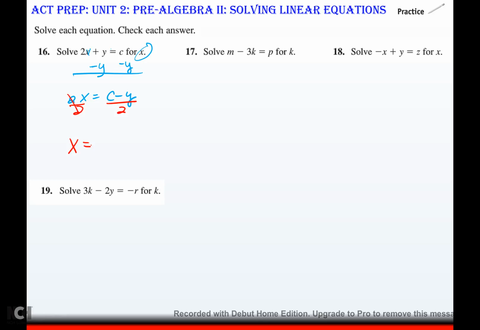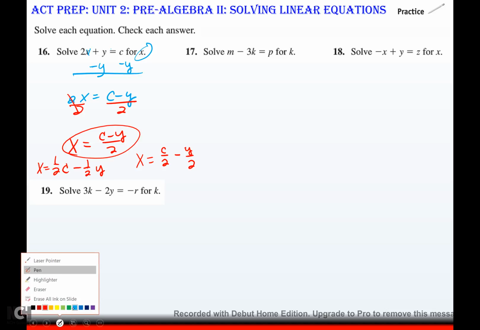But be careful here. I would just leave it like this, but your author's a jerk. So he might write it as, this is saying the same thing as c divided by 2 minus y divided by 2. That's a possibility. They could say x equals 1/2 c minus 1/2 y. Okay, so just beware, they can write this several different ways.